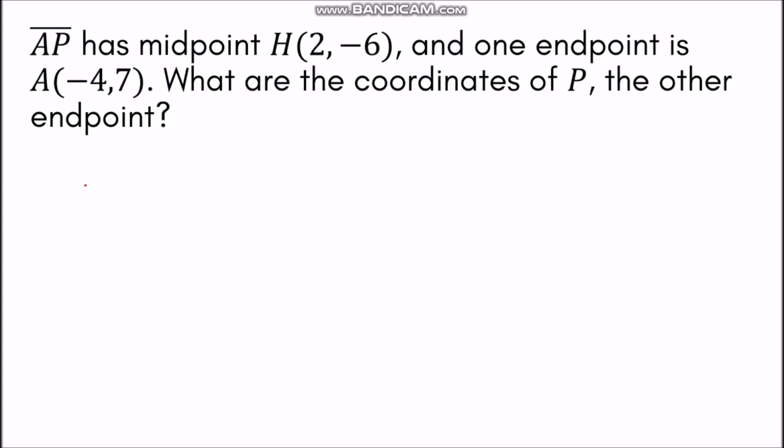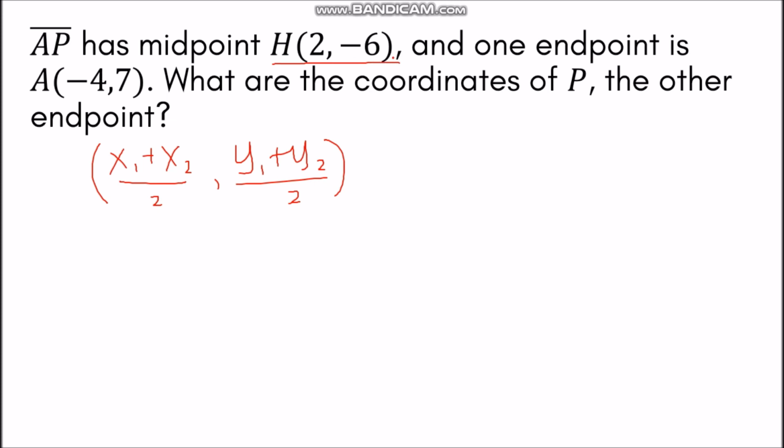So we will be using again the midpoint formula, and let's try to write it like this. We know that we can get the midpoint by adding x sub 1 and x sub 2, and then dividing by 2. That is for the x coordinate. Then for the y, y sub 1 plus y sub 2 divided by 2. Now since the midpoint of the segment is given, which is 2, negative 6, we can say that this is equal to the midpoint, which is 2, negative 6.